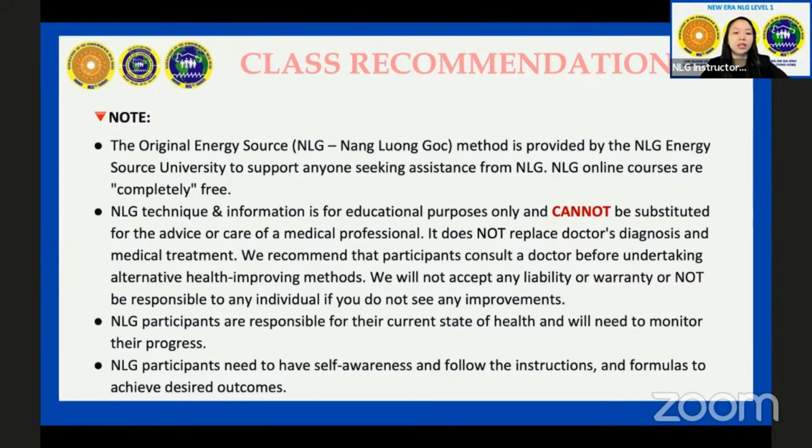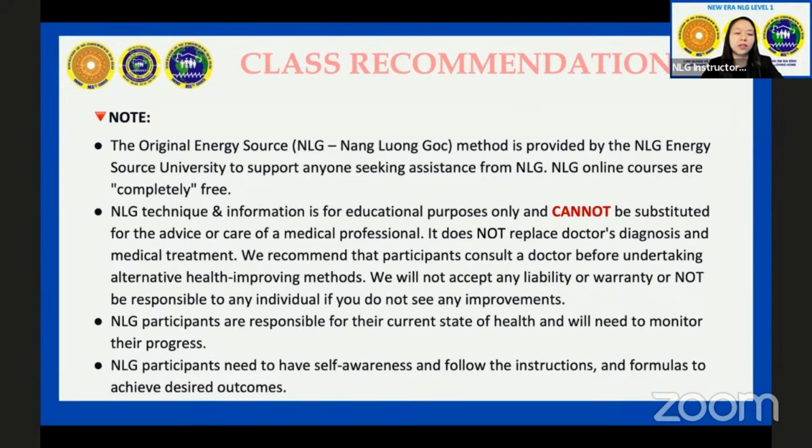Now, please note that NLG is a method provided by the NLG Energy Source University to support anyone seeking assistance from NLG. NLG online courses are completely free. So for example, levels 1 and 2, we don't have to pay any fees for it. But of course, as we get to levels 3, 4, and 5, there's a certain amount of fee that you're encouraged to contribute so that we can keep our organization going. We are a non-profit organization. So it will be of great help from the community to keep us going and for us to continue to put on our classes and different projects for everyone.